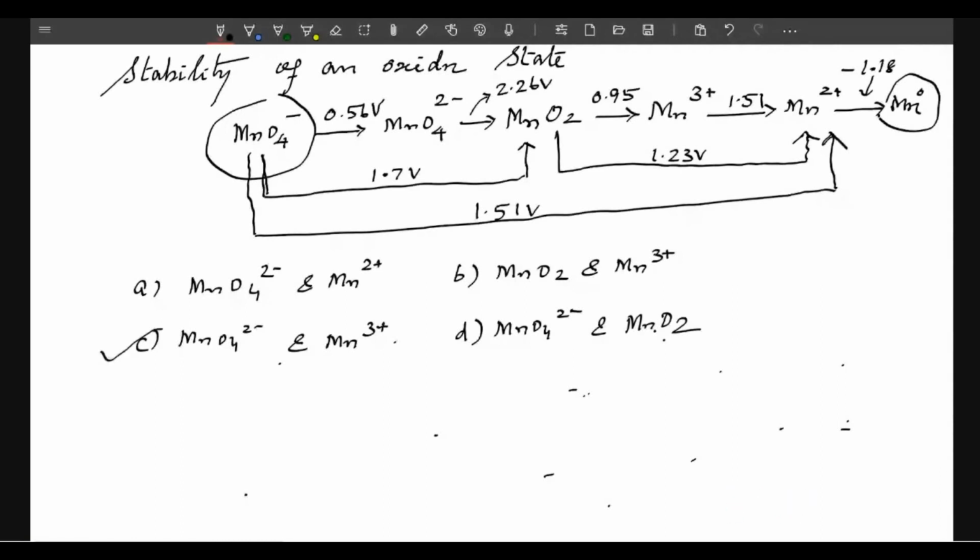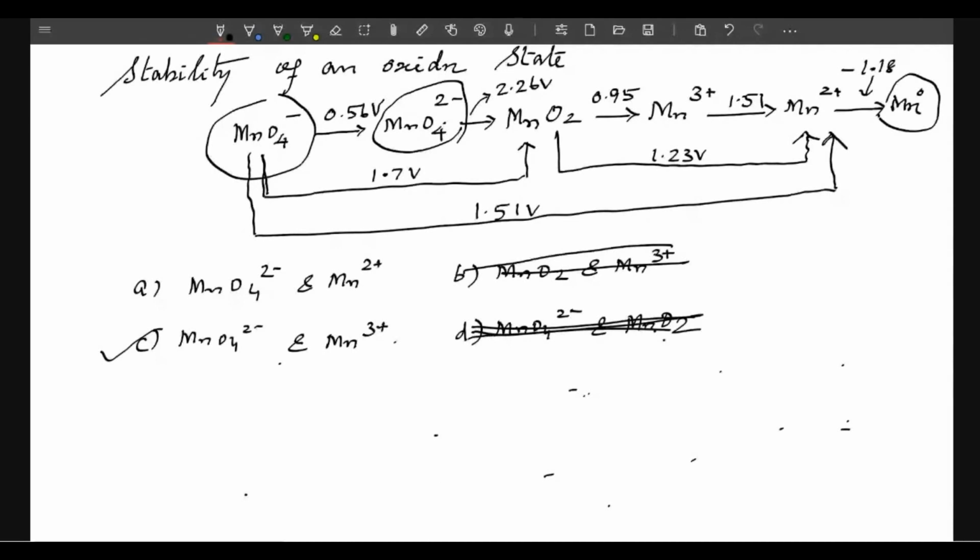How? 0.56. Here, the next reduction potential is found to be increased. Therefore, the trend is ruptured. What is the species present at the rupture? The manganate. Therefore, it is definitely unstable. Okay. Then MnO2, 2.26 volt and 0.95. It is decreasing. Therefore, it is not violating. Therefore, MnO2 is stable.